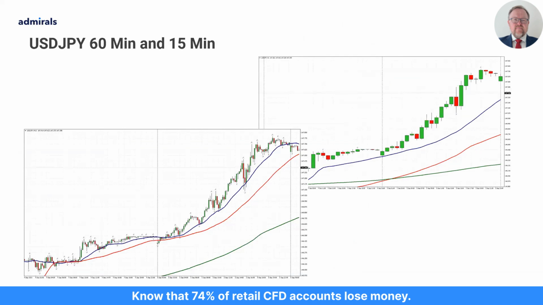What we had here is actually from earlier this week. In fact, it's from Monday, Tuesday of this week. This was the dollar yen, where we had a 60-minute chart and a 15-minute chart. Hopefully you can see on the 60-minute chart, we were in a pretty clear trend.